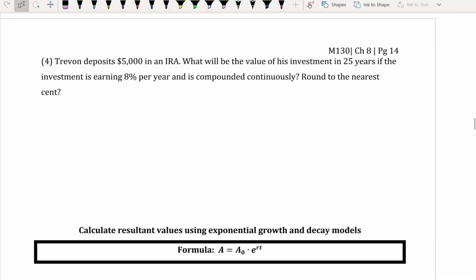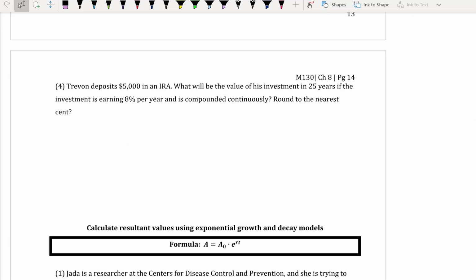For number 4, it says Trevon deposits 5,000 in an IRA. What would be the value of this investment in 25 years if the investment is earning 8% per year and is compounded continuously? Round to the nearest cent. So again, I'm going to use my equation. And the reason why is because it's the word continuously.